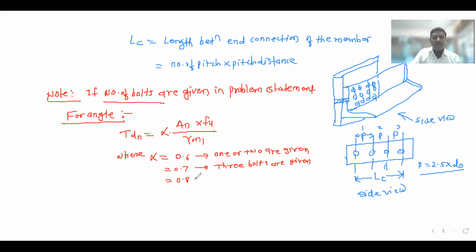And alpha is equal to 0.8 if 4 or more bolts are given. But the alpha values 0.6, 0.7 and 0.8 we have to use if 1 or 2 bolts are given, if 3 bolts are given, and if 4 or more bolts are given. At that time, these 3 values we can use. The next is the An. So this is given on page number 33.